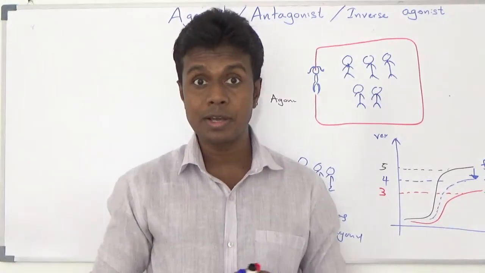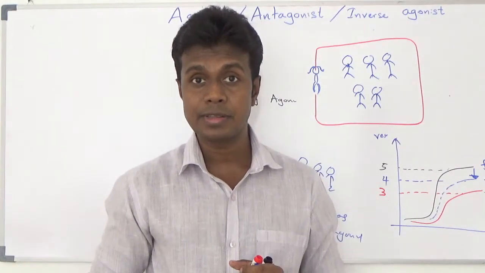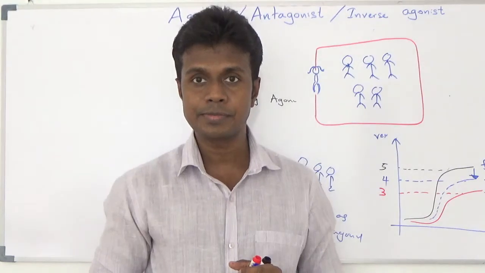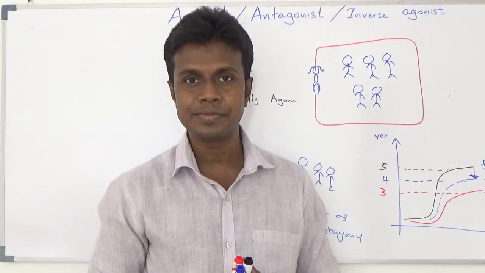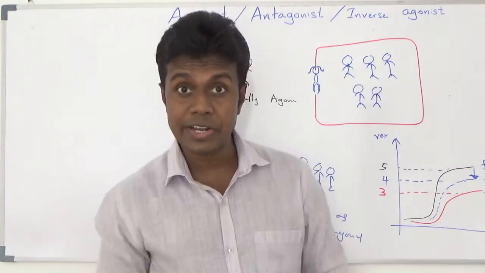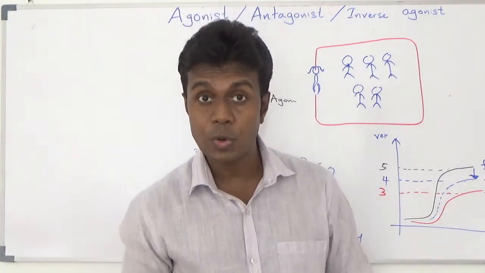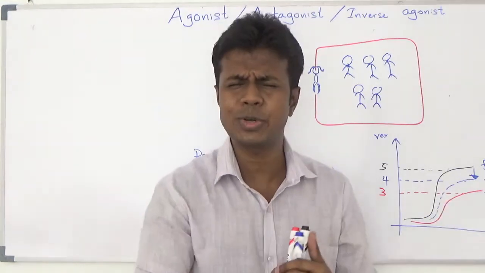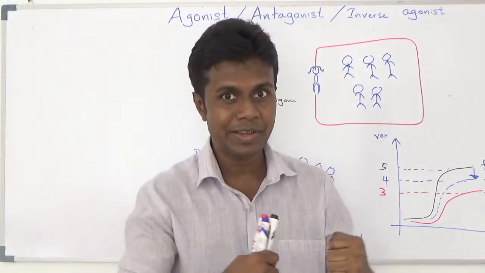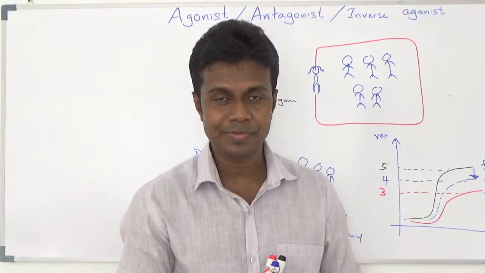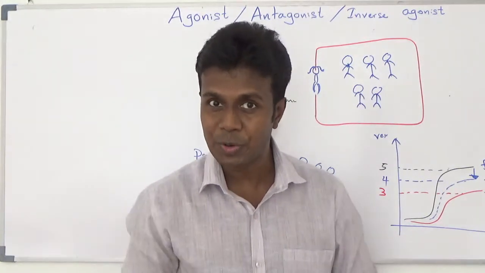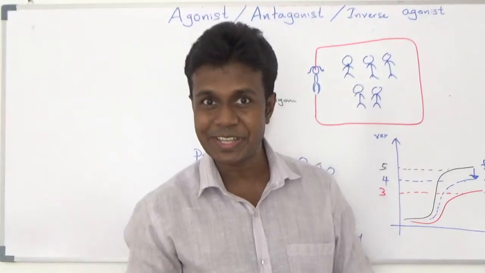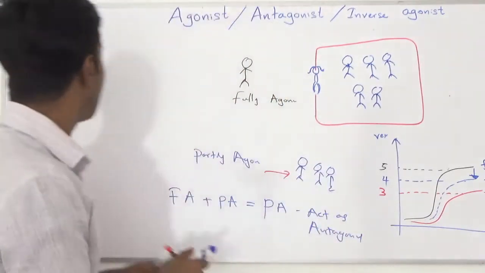Antagonist is like an arranged marriage. They are not loving each other. They are not going to produce any interaction, therefore no children. Simply they bind together. Simply they marry. But they are not going to produce interaction, therefore no effect.